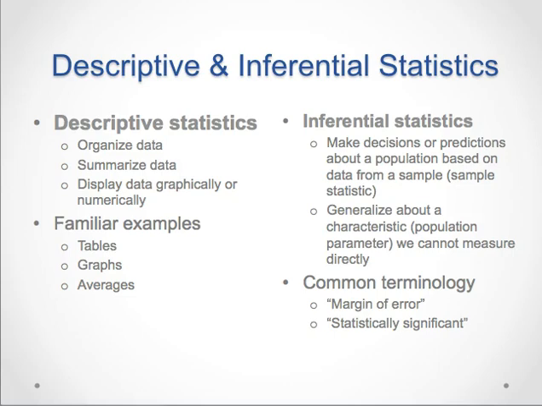Usually, population parameters cannot be measured directly, or they are unknown, which is why inferential statistics are used for estimating these parameters. The common terminology that we tend to see is margin of error, or that the results are statistically significant. That usually is a clue into, oh, we're talking about inferential statistics.